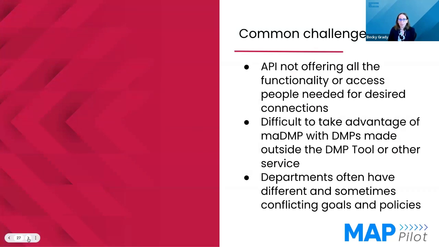that people had realizing the benefits of these machine actionable plans. So one thing that we heard is the API is not offering all of the functionality that people needed for their desired connections.